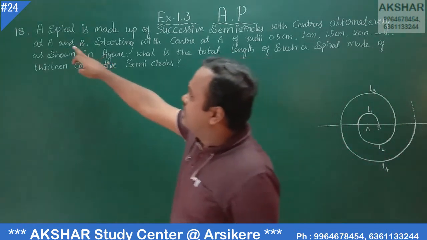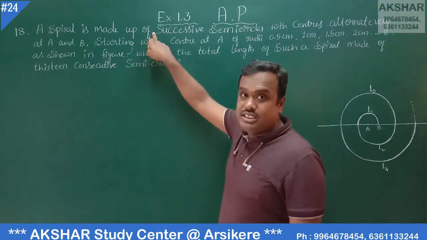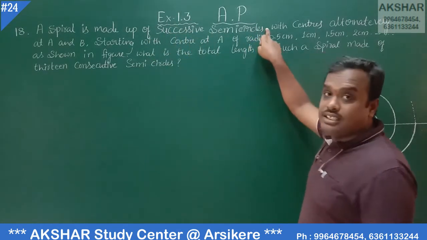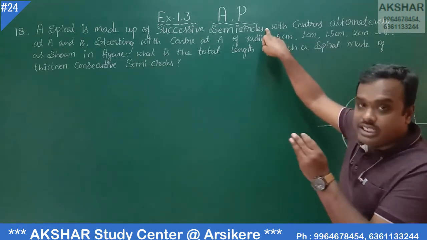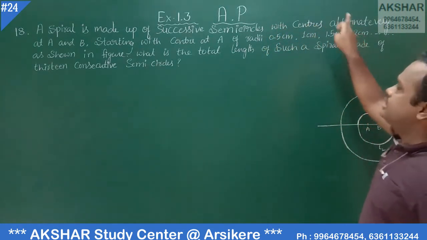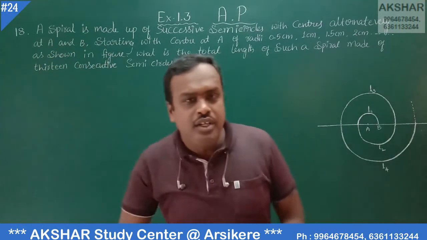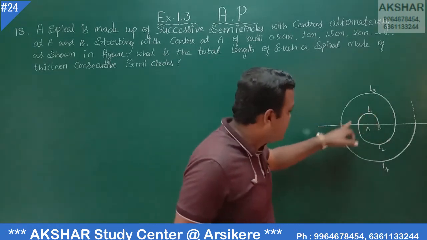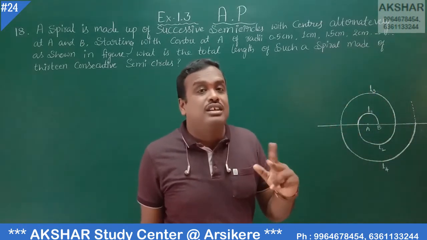The question is: a spiral is made up of successive semicircles. Successive semicircle means continuous semicircle. A spiral is made up of continuous semicircles with centers alternatively at A and B. Okay, children, look at the figure here. This is the figure. There is a spiral, it looks like a spring. This spiral is made up of successive semicircles.